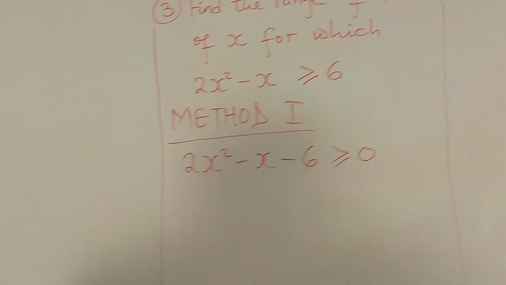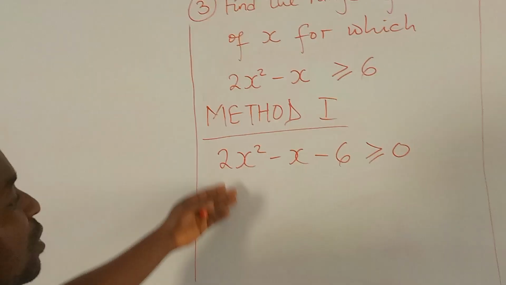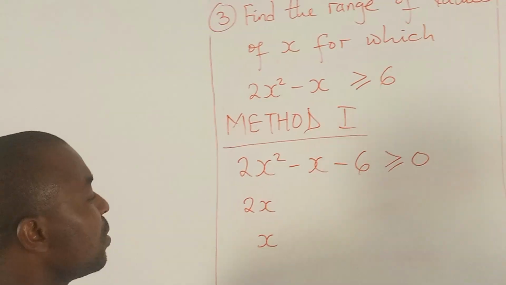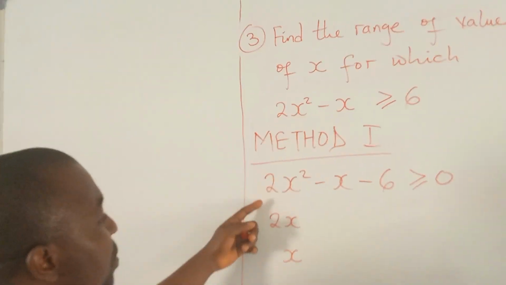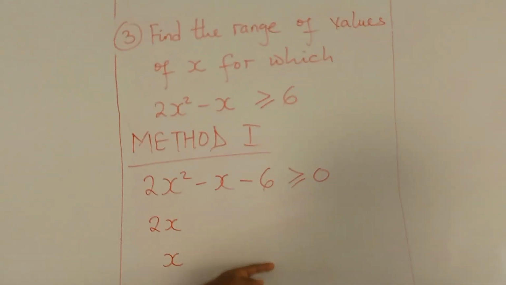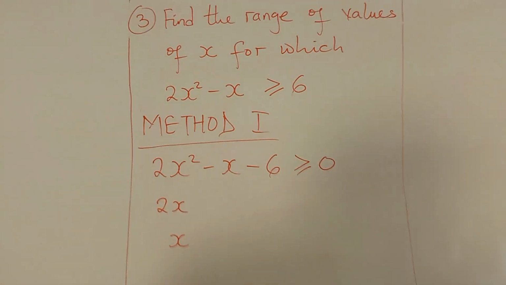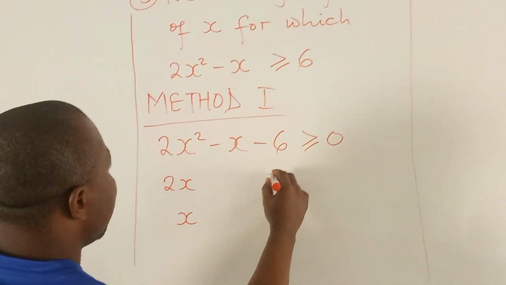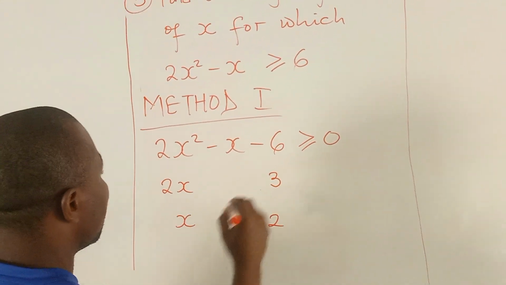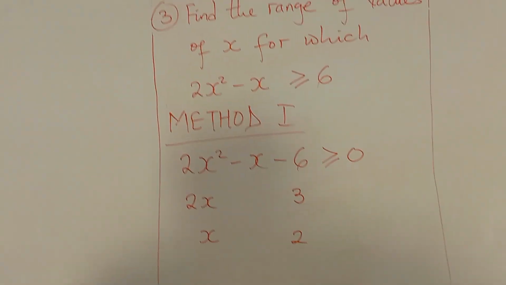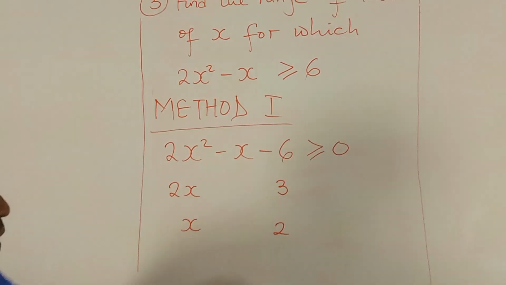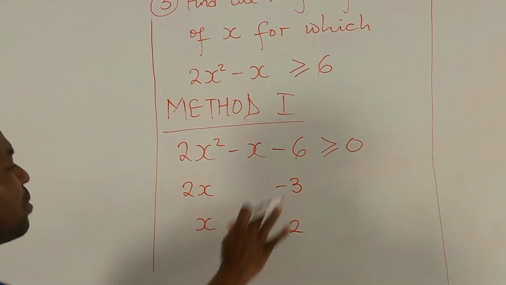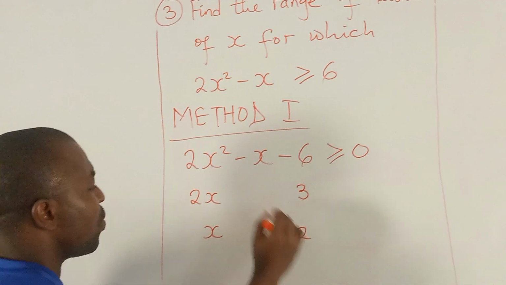At this point, think of two factors that when you multiply, you have 2x squared. 2x times x will give you 2x squared. Think of two factors that when you multiply, you have minus 6. There are many factors, but the one we use in this case is going to be 3 and 2. One of them should be negative because 3 times 2 is not minus 6. This will carry the negative sign.